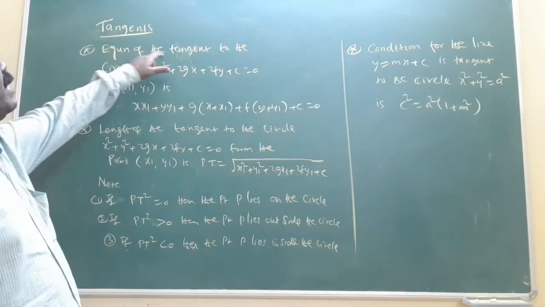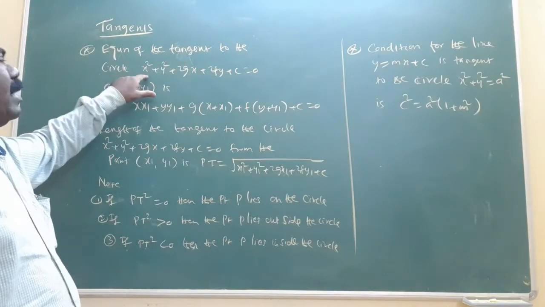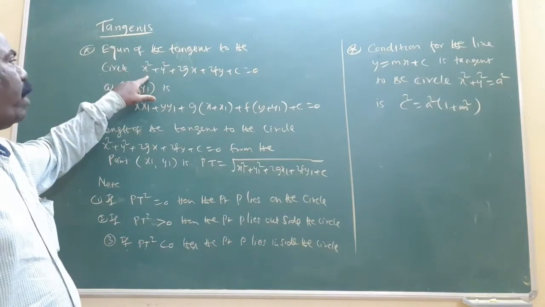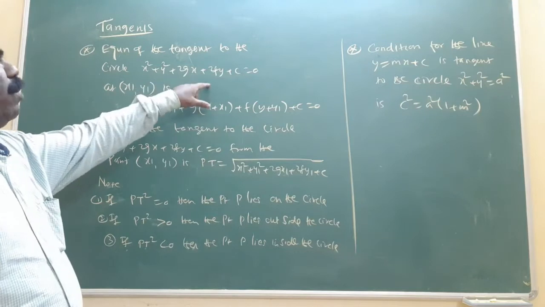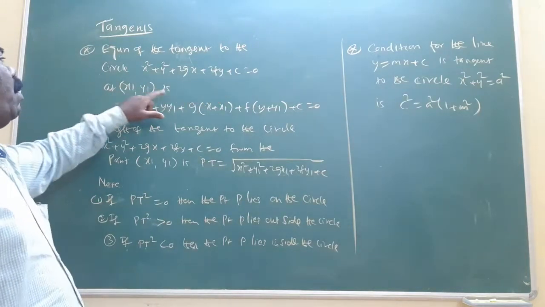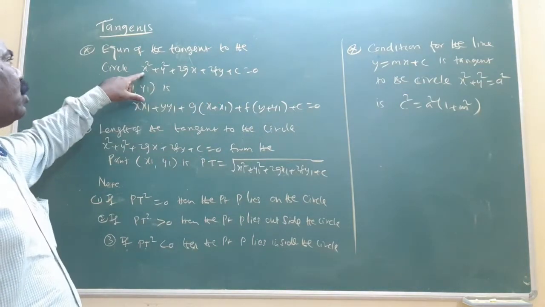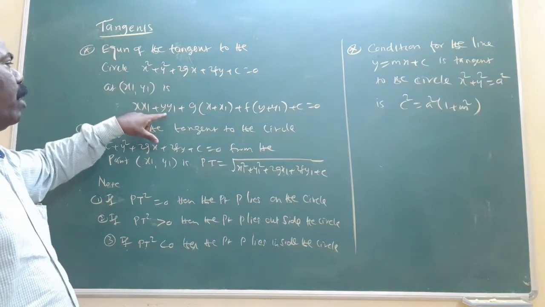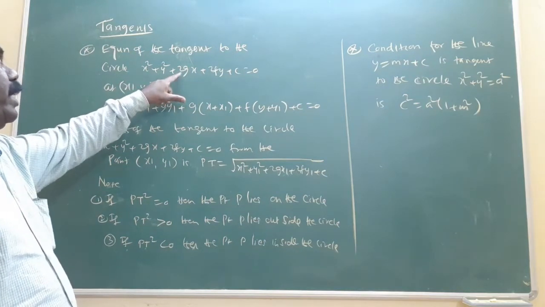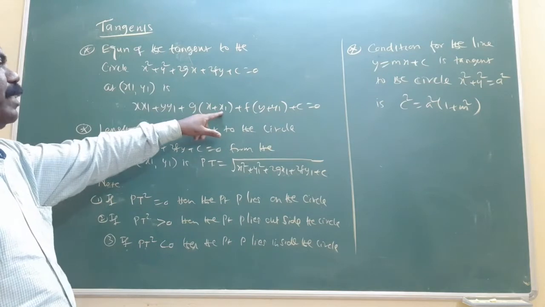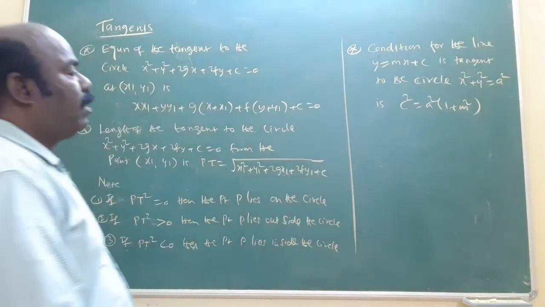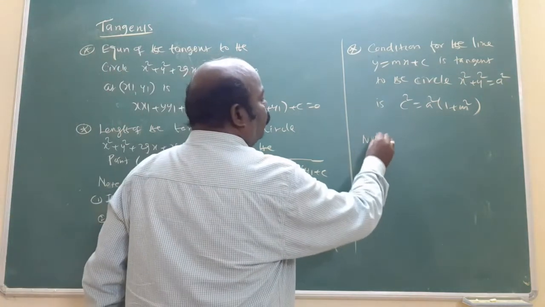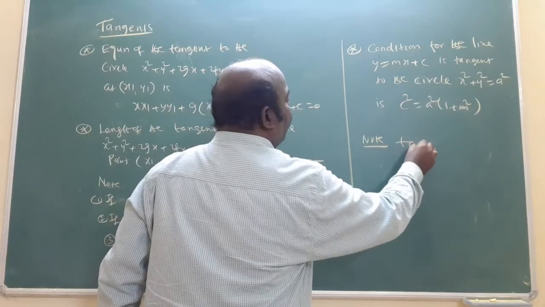Now, what is the equation of the tangent to the circle x square plus y square plus 2gx plus 2fy plus c equal to 0 at (x1, y1)? What is the formula? The x square becomes xx1, y square becomes yy1, 2gx becomes g into (x plus x1) by 2. Note this is the tangent concept.